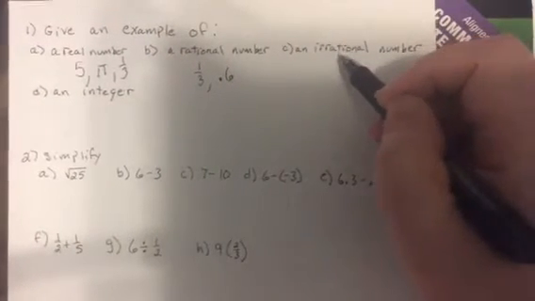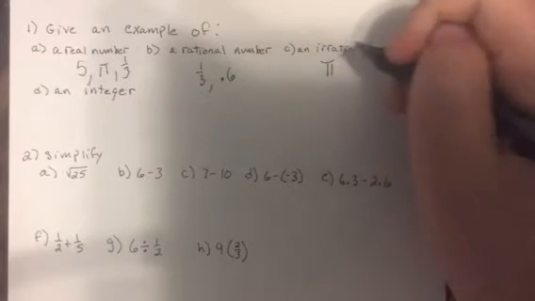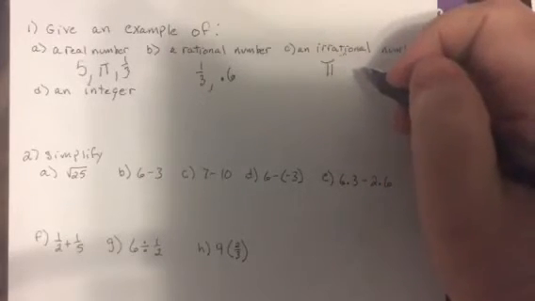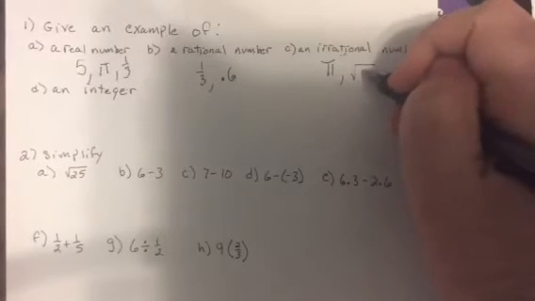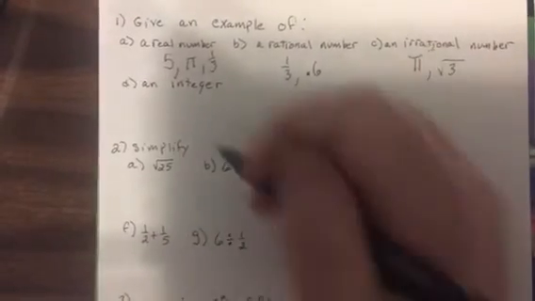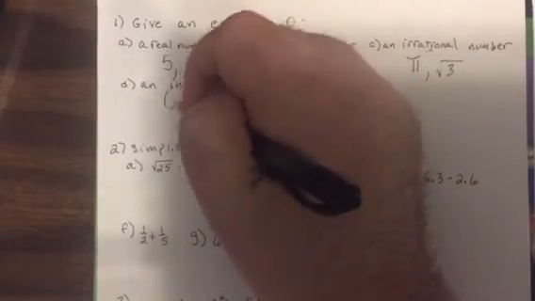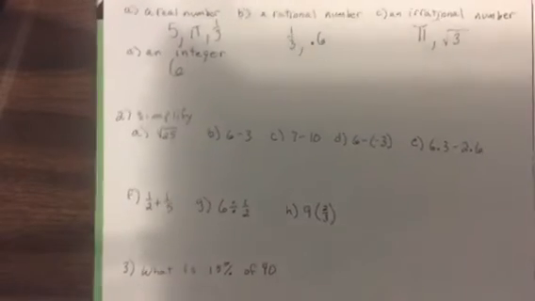But irrational is anything that cannot be written as a fraction. So we know the wonderful number of pi is irrational. Any square root, if you don't know what a square root is, don't worry about it. But square root of 3. And then an integer is any number when it's written it's over 1. Or positive, negative, or whole numbers is how you usually say it.